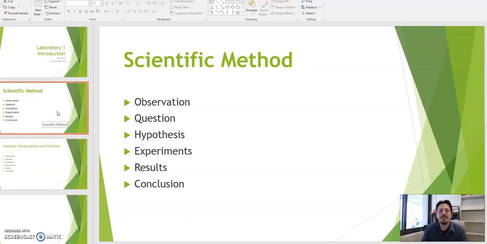And I absolutely guarantee that you have used the scientific method before in your life. Probably this past year with COVID, at least at some points, of whether you want to wear a mask or not, and what are the results of that. So we're going to go through the scientific method, and then I'll lead you into the lab itself.